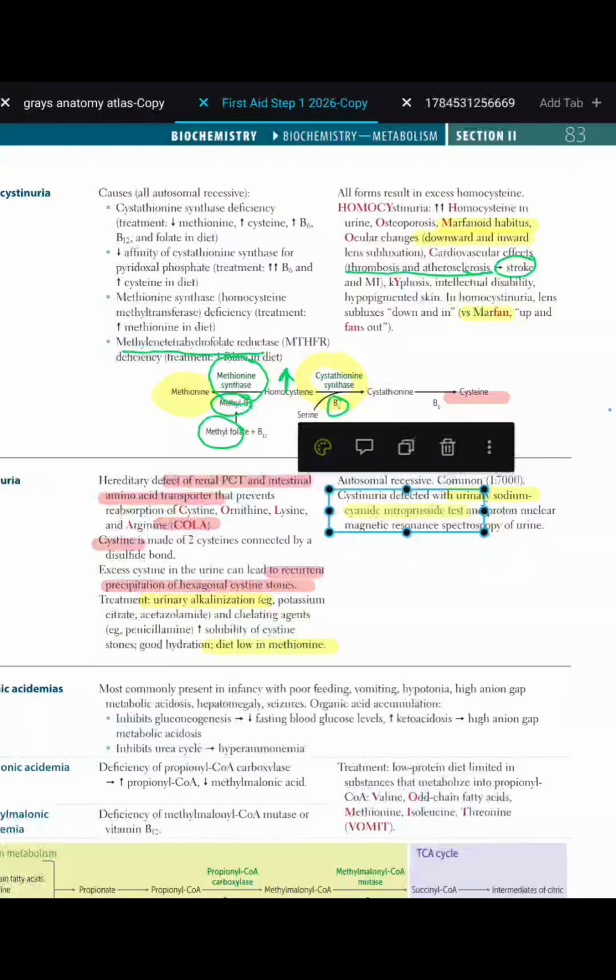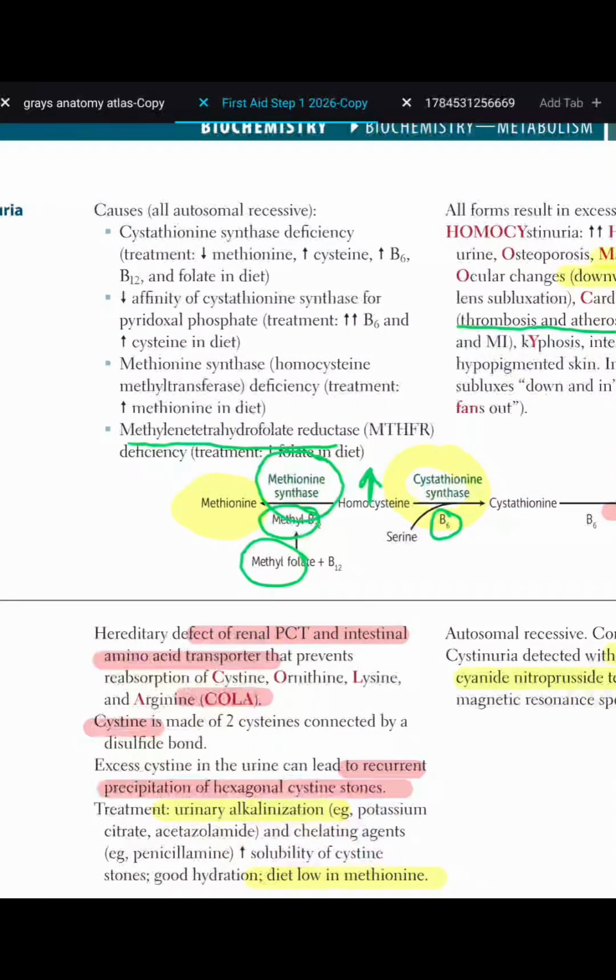Remember one thing more. Homocysteine doesn't accumulate just in this condition. Homocysteine levels also increase in vitamin B12 deficiency. When vitamin B12 is deficient, homocysteine builds up in the body. Also in vitamin B9 folate deficiency, homocysteine levels build up in the body. So they can also present with an increased level of homocysteine.